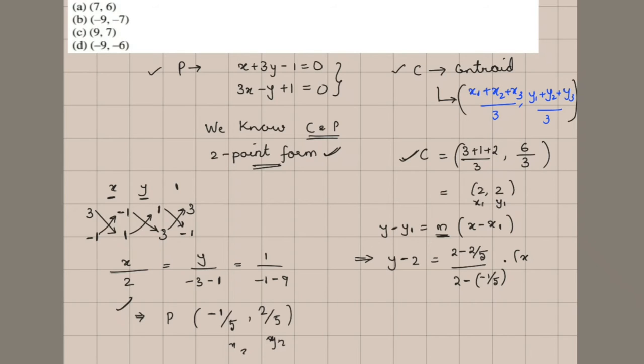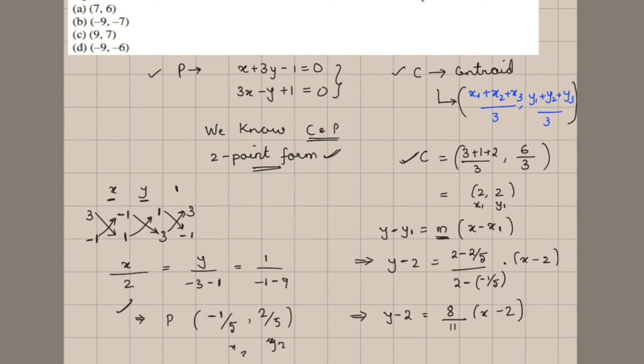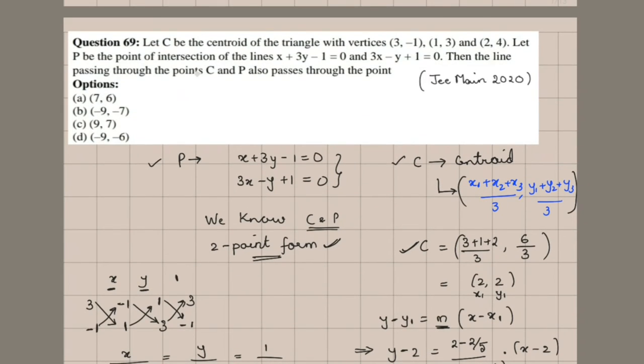Into x minus 2, which gives y minus 2 equals (2 minus 2 by 5), 5 twos are 10, 10 minus 2 is 8, over (2 plus 1 by 5), 5 twos are 10, 10 plus 1 is 11. The 5s get cancelled, into x minus 2. So this is the equation of a line passing through C and P.